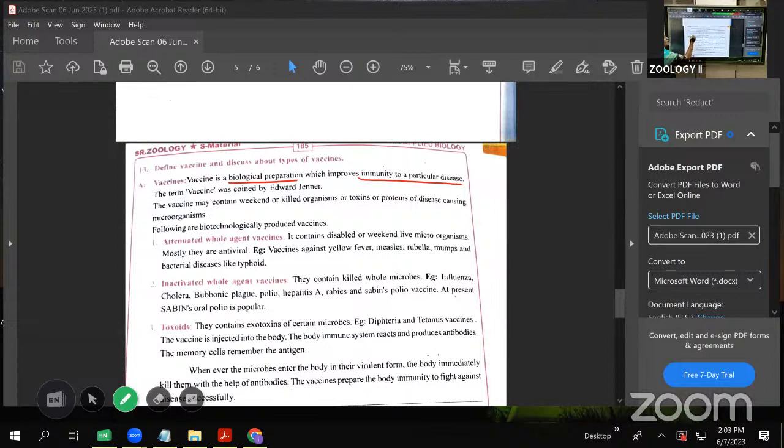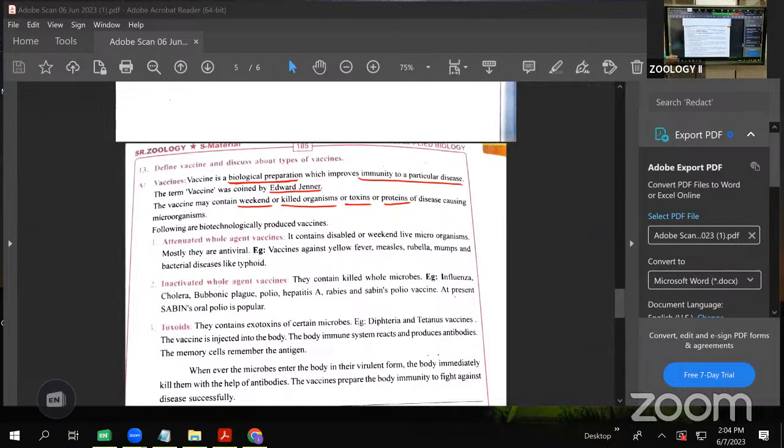They are biological preparations, and the word vaccine was coined by Edward Jenner. They contain weakened microbes or killed microbes, organisms releasing toxins, and also proteins. We prepare vaccines from the whole organism, the weakened organism, or the killed organisms, or through the toxins and the proteins we can prepare vaccines.